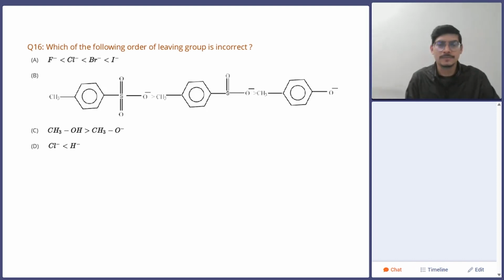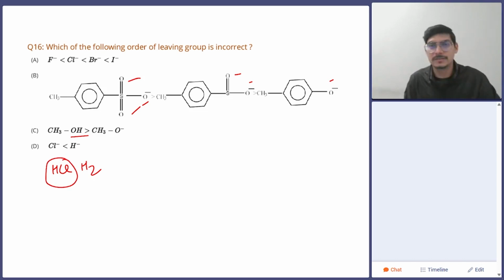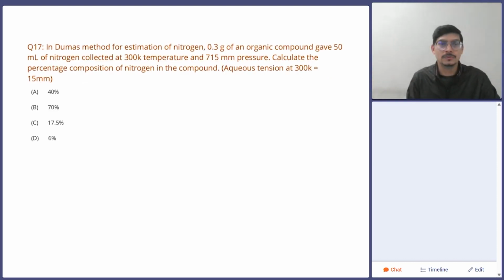This is correct. Option B is also correct, because the greater the resonance stabilization, the weaker the conjugate base, and the better the leaving group. In this case, yes, again, neutral molecules are better leaving groups. Methanol, because it's a weaker base compared to methoxide. But Cl minus and H minus: what is the conjugate acid of Cl minus? That's HCl. And what is the conjugate acid of H minus? That's H2. So definitely HCl is much stronger, which means chloride is a much weaker base than hydride, and hence the better leaving group. So in this case, this should have been the order, and hence the correct answer is this one. Moving to the next question.